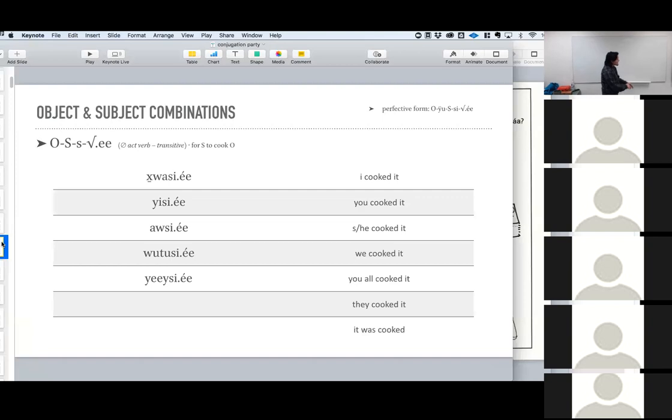Yi se yi. It's another familiar pattern, that Y-E-E-Y. Ye sateen. You all see it. Right. They cooked it.